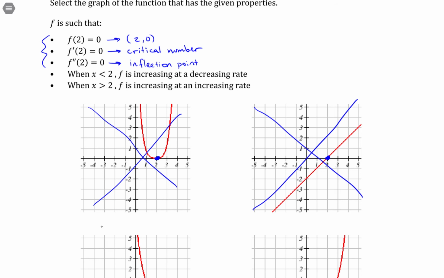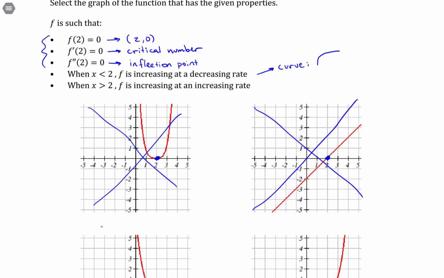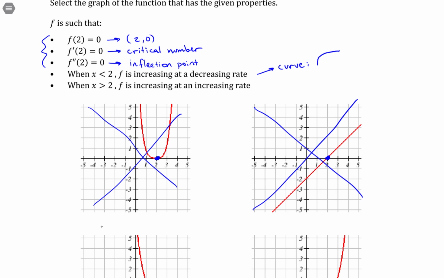Next up, when x is less than 2, f is increasing at a decreasing rate. So if I'm increasing at a decreasing rate, then what that means is my curve looks something like this. So it's going up in value, but it's sort of tapering off. Okay, it is technically concave down, but that's not the only way to have a concave down curve. So we're increasing at a decreasing rate. So it's got to look something like this.